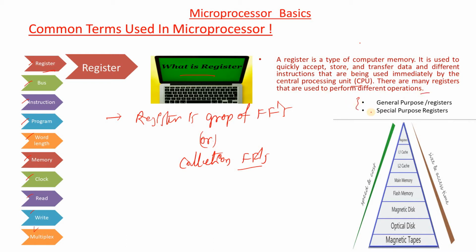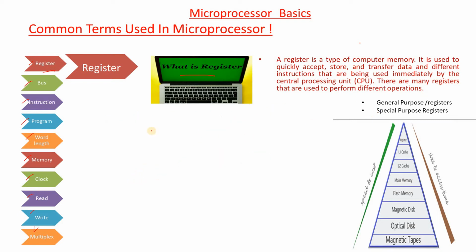The classifications of registers are general purpose registers and special purpose registers. So before going to understanding these general purpose and special purpose registers, let us see the general representation of the register. A register is always represented by rectangular boxes like this. Any rectangular box represents a register.